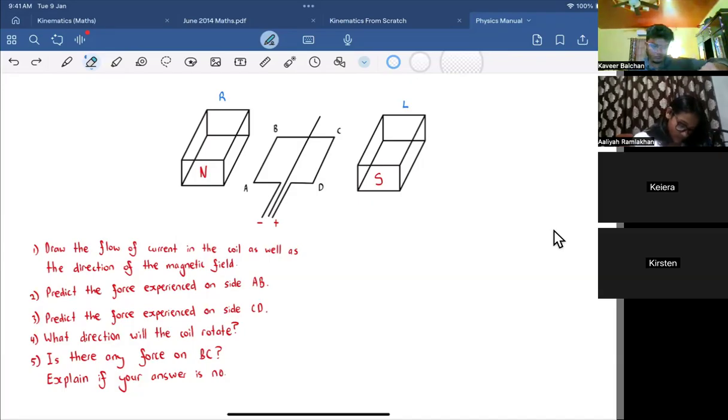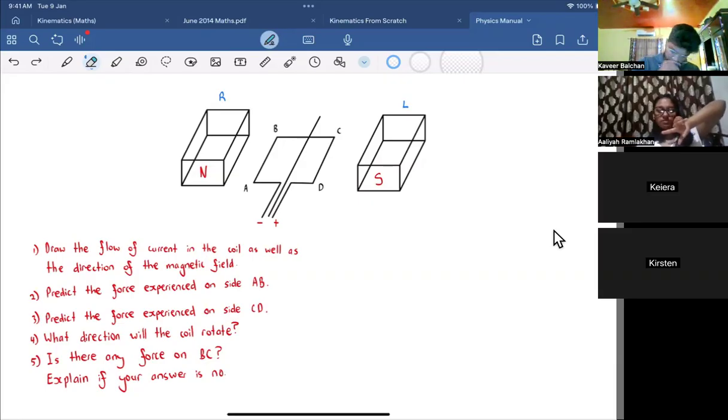Then, wait. Wait, that's wrong. Hold on. Let me see that again. It looks correct. Mm, no, it's from left to right. So like this. Yeah, downwards force. Okay.